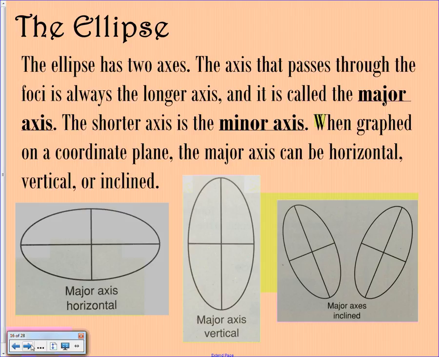Now, we are going to focus on the major axis being horizontal and vertical. We're not going to worry about graphing them if they are tilted. So we're just going to focus on if they're horizontal or vertical this year.